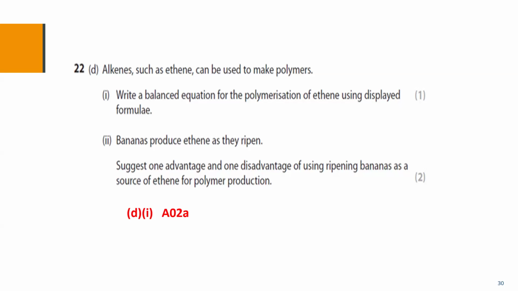Bananas produce ethene as they ripen, suggest one advantage and one disadvantage of using ripening bananas as a source of ethene for polymer production. Well, this, of course, requires students to make a judgment here, to come up with an answer based on the data that they've been given, and therefore that will be classified as AO2B.